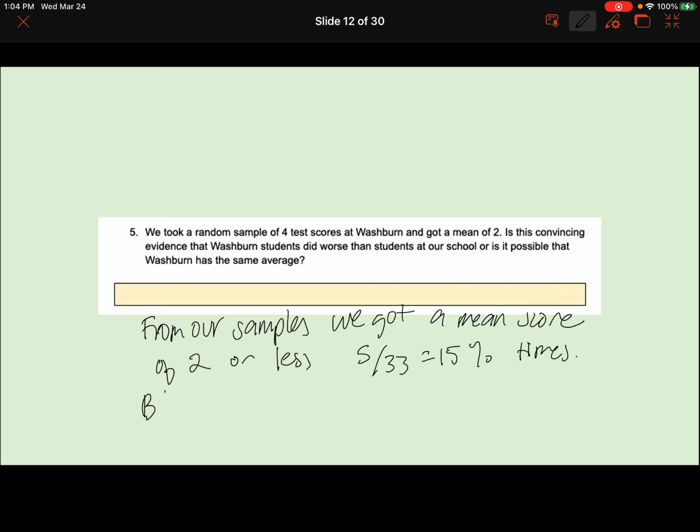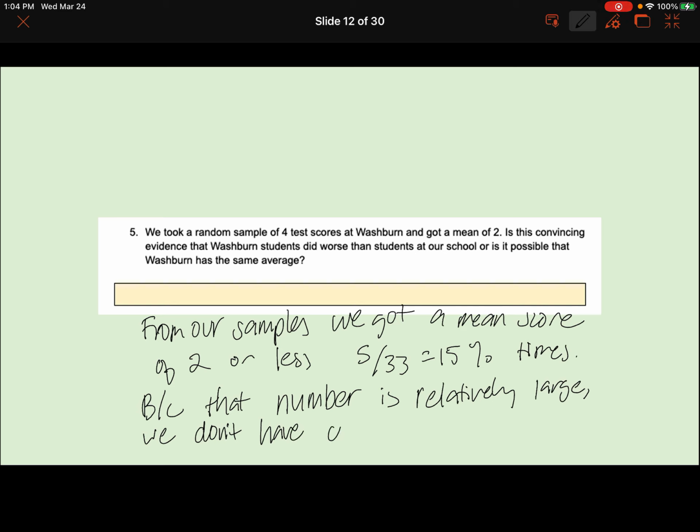So because that number is relatively large, and I know 15%, we might look at that number and think it's small, but it's definitely bigger than 5%. So we're going to say it's relatively large. We don't have convincing evidence that Washburn's mean would be lower.